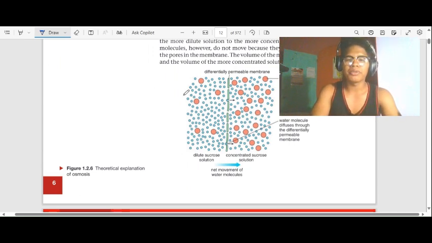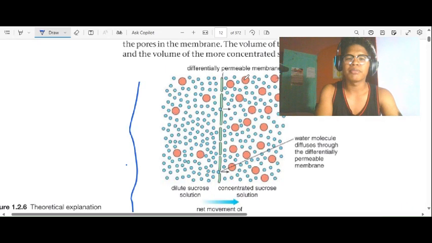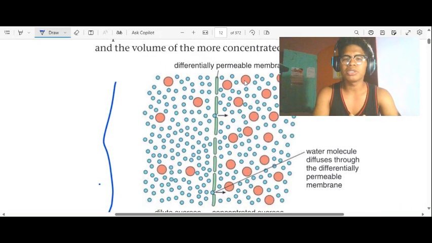A good example of this is what you can see right here. I'll give you a couple of seconds so that you could watch it, look at it, and analyze it. So, from what we could see, we have a differentially permeable membrane. Sucrose molecules cannot pass through the differentially permeable membrane. Water molecules diffuse through the differentially permeable membrane.